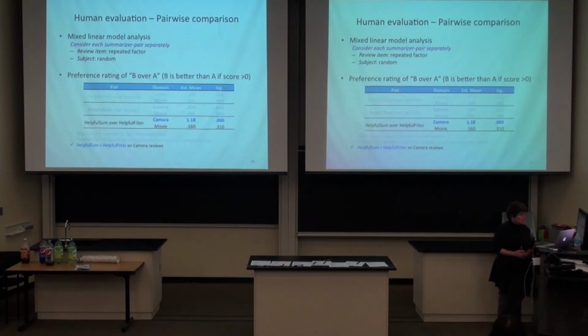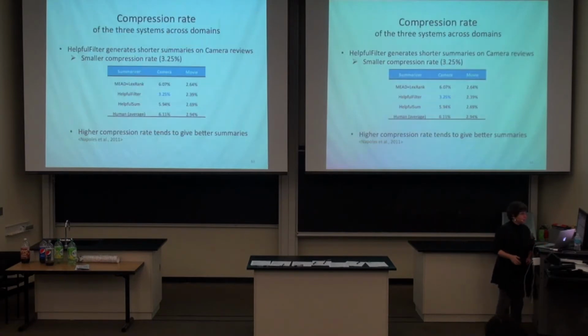And finally, the last comparison, comparing the two helpfulness approaches directly, we found that for the camera reviews, people significantly preferred the helpful summarization over the filter, and for the movies, there were differences, again, in that same direction, but they were not statistically significant. So why did we not see positive results for helpful filter on the camera reviews? We were interested in that because that was kind of our one negative finding.